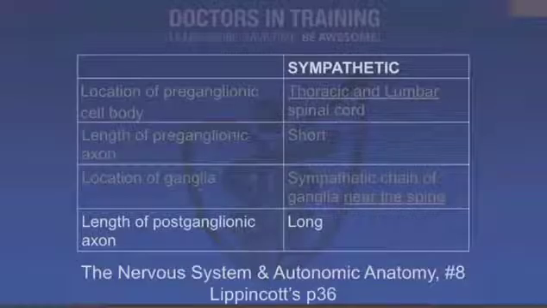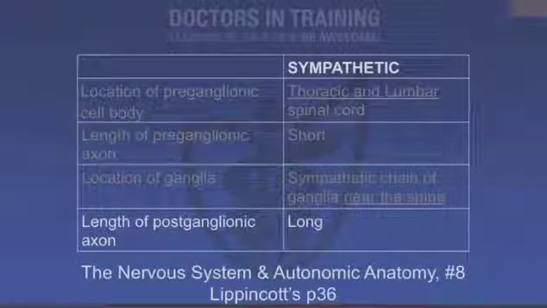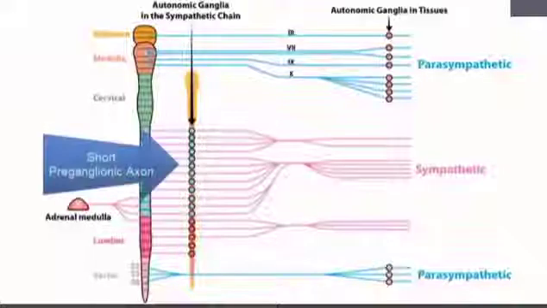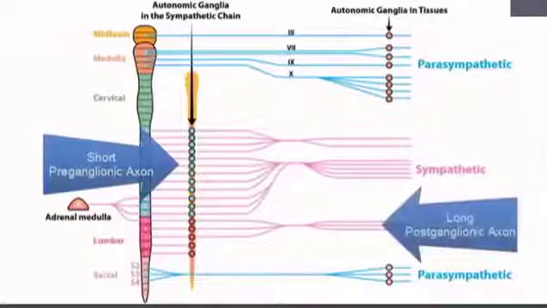And so they have a synapse at the ganglia, and then there's a postganglionic neuron that arises from the ganglia, obviously, and then they project long axons from the sympathetic chain to whatever the effector organs are. So the preganglionic axon is very short, the postganglionic axon is very long in the sympathetic nervous system. Now there's one notable exception to this, and that's in the adrenal medulla.